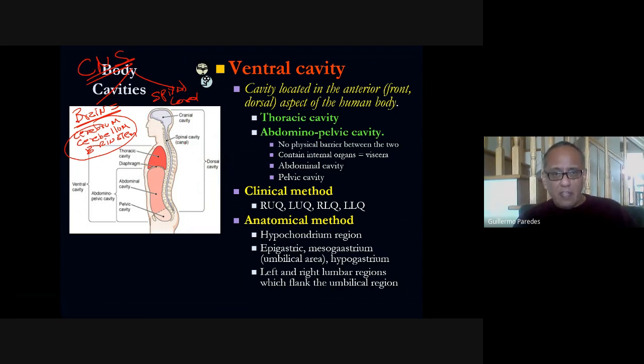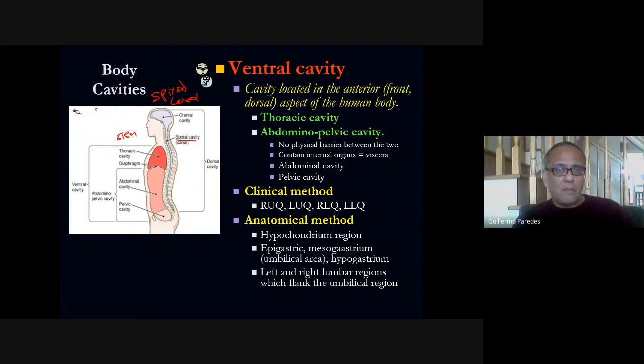The dorsal cavity includes the spinal cavity, because the vertebrae have what we call the vertebral canal, where the spinal cord passes. Okay, so that is a space, it's like a tunnel. And that is the dorsal cavity.